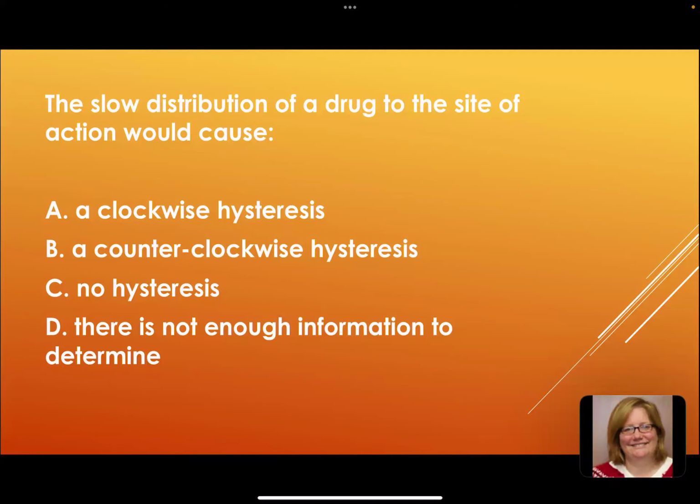No, because extended release is because of just the release. It's not about going to an effect site. I'm sorry if that tricked you. I didn't mean it to, but slow release is slowly releasing it into the systemic circulation, whereas the relationship between the concentration in the blood and the effect is going to have a lag if it has to go to an effect site.